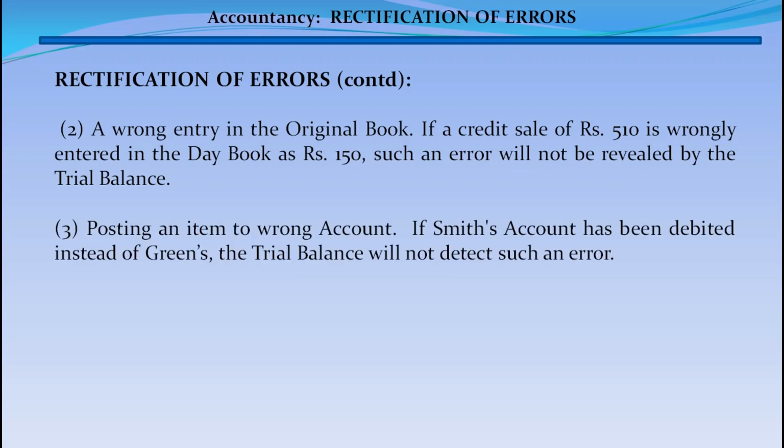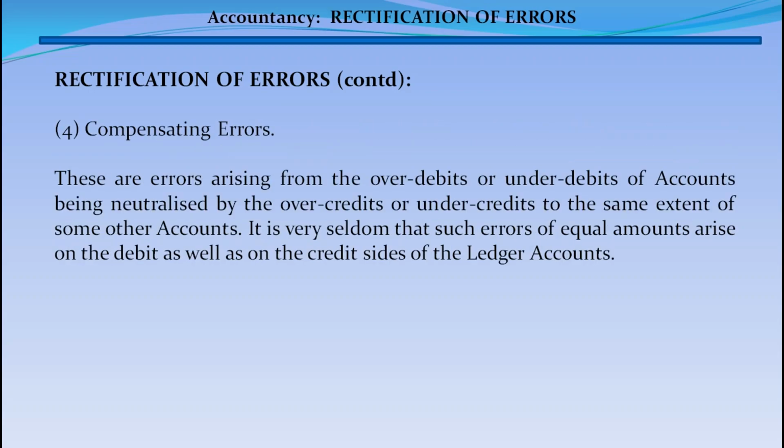3. Posting an item to wrong account. If Smith's account has been debited instead of Green's account, the trial balance will not detect such an error.